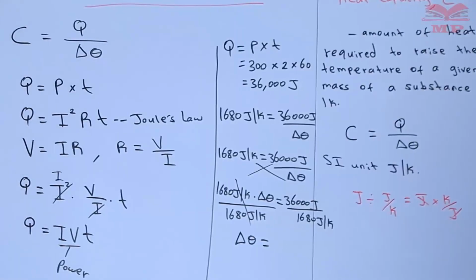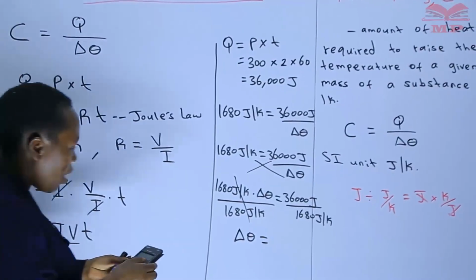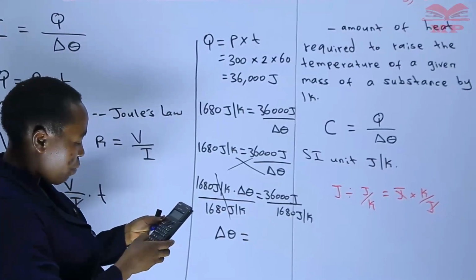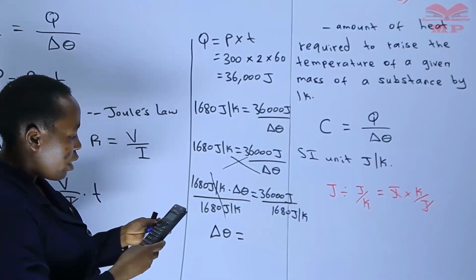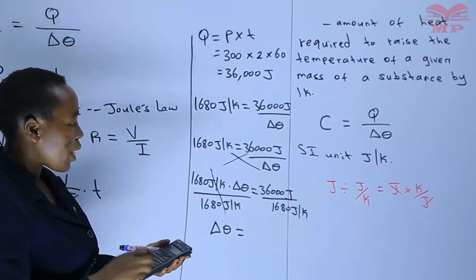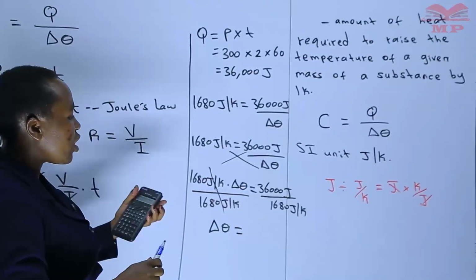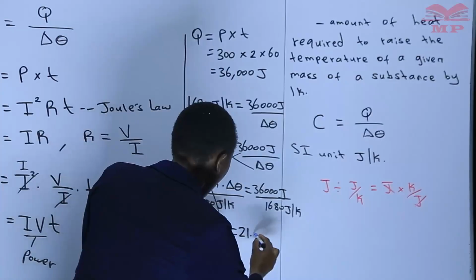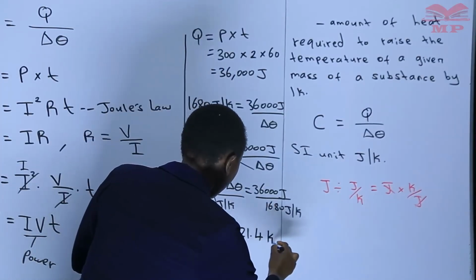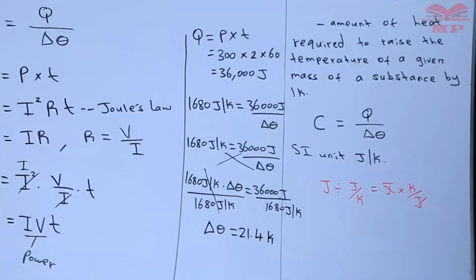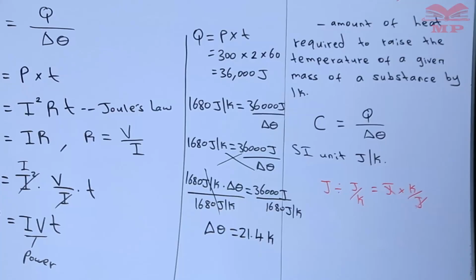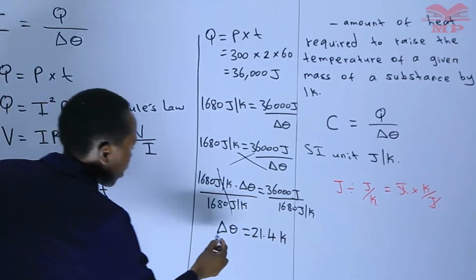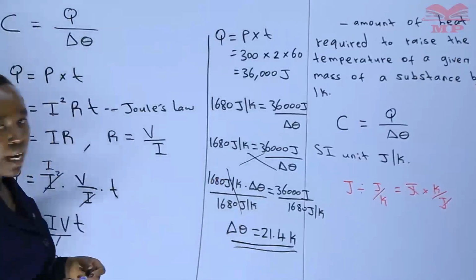So you can take your calculator and divide 36,000 by 1680 to 1 decimal place. What is the change in temperature? You end up getting 21.4 Kelvin. So that will be our change in temperature, or what we are calling the temperature rise.